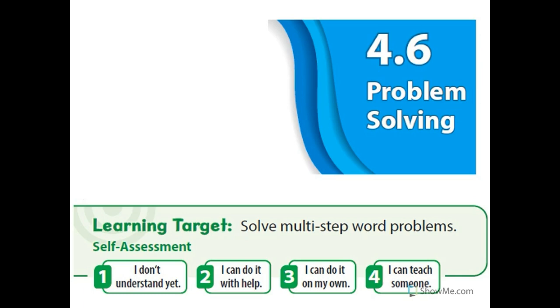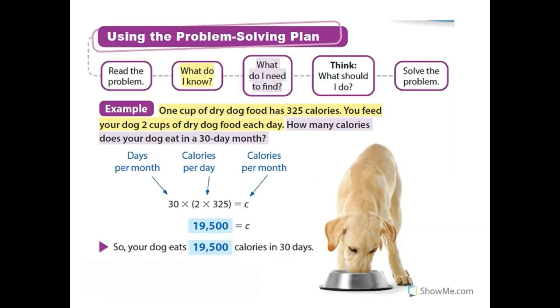So our learning target in this lesson will be to solve multi-step word problems, and we're going to be doing that. Now remember, we also did this with decimals, right? We used the problem solving plan where we read the problem, find out what we know, find out what we need to know, think about what we should do, and then solve the problem. So our example, 1 cup of dry dog food has 325 calories. You feed your dog 2 cups of dry dog food each day. How many calories does your dog eat in a 30-day month?